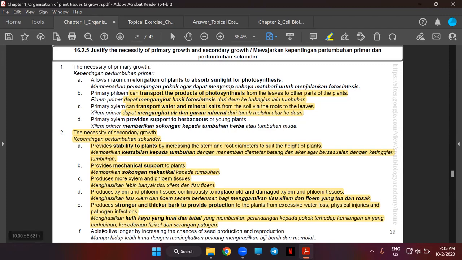Dan markah ke-10. Able to live longer by increasing the chances of seed production and reproduction. Mampu hidup lebih lama dengan meningkatkan peluang menghasilkan biji benih dan membiak. Markah ke-10. Selesai. Tulis dulu.